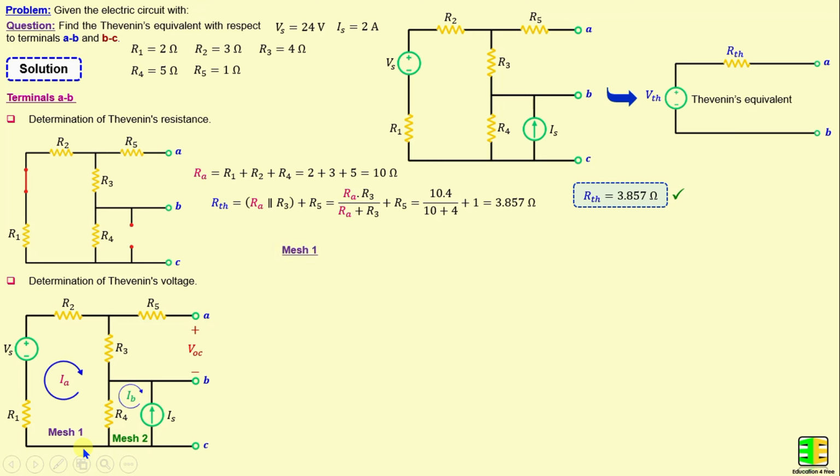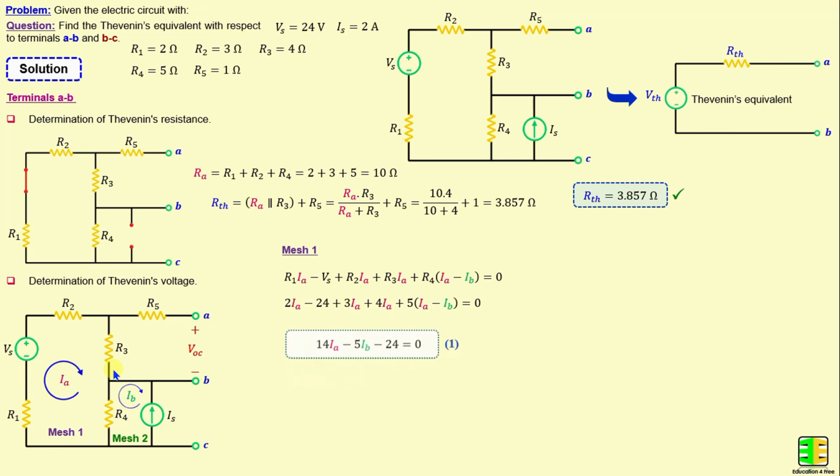In mesh 1, by applying Kirchhoff's voltage law, we can write R1 times IA minus Vs plus R2 times IA plus R3 times IA plus R4 times (IA minus IB) is equal to 0. And if we replace the voltage and the resistors with their numerical values and continue simplifying this equation, we obtain 14 times IA minus 5 times IB minus 24 is equal to 0.